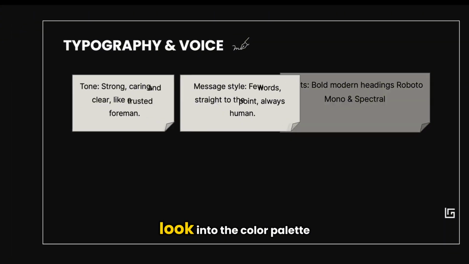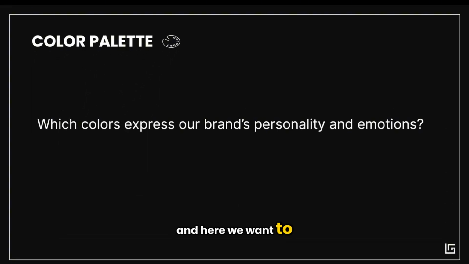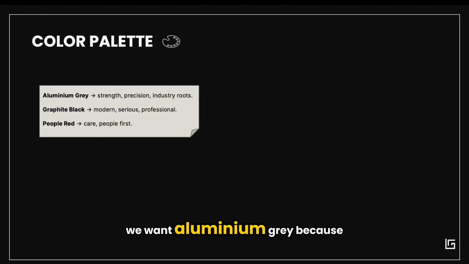Now we are going to look into the color palette, and here we want to find out the colors that express our brand's personality and emotions. In the case of my uncle's company, we want aluminium gray because his scaffolding solutions are made of aluminium. We also want black, which is serious and professional. And then we want some kind of red to represent people and care.